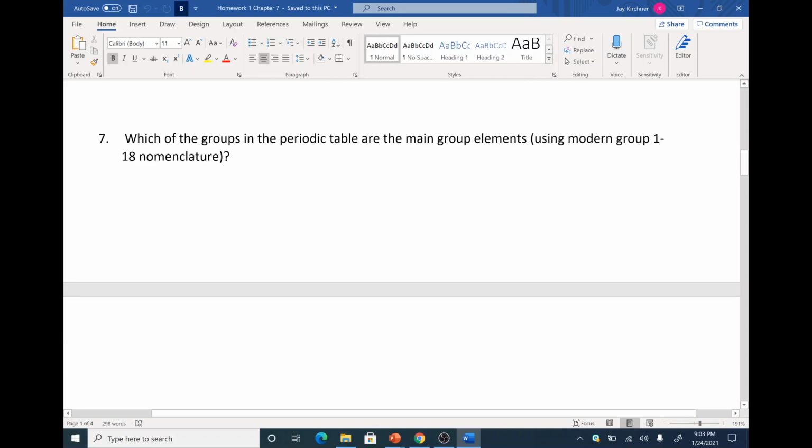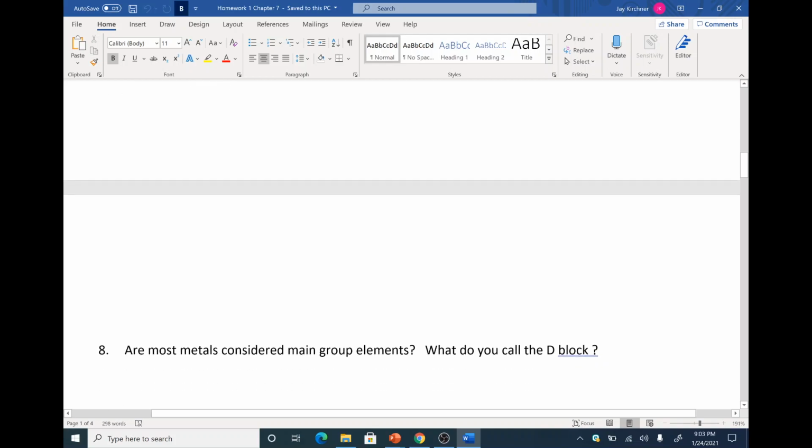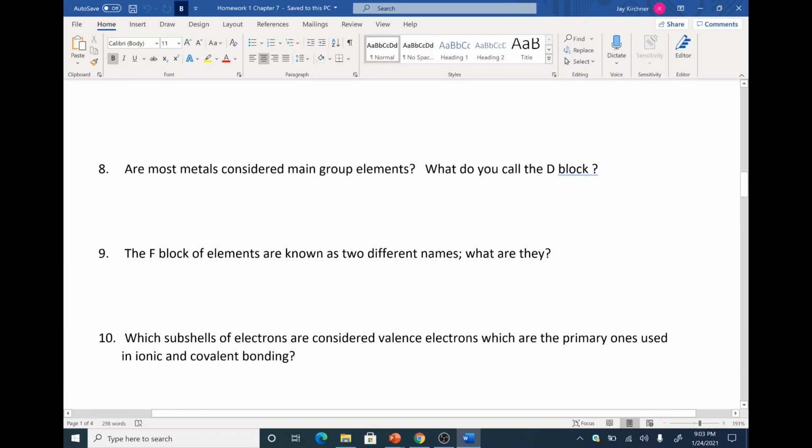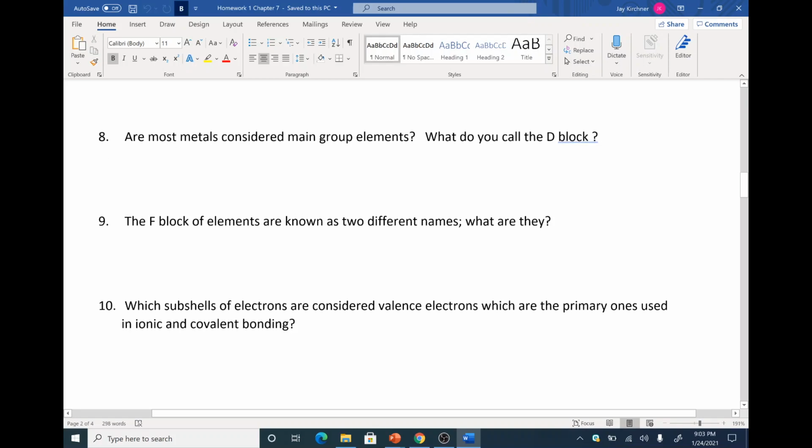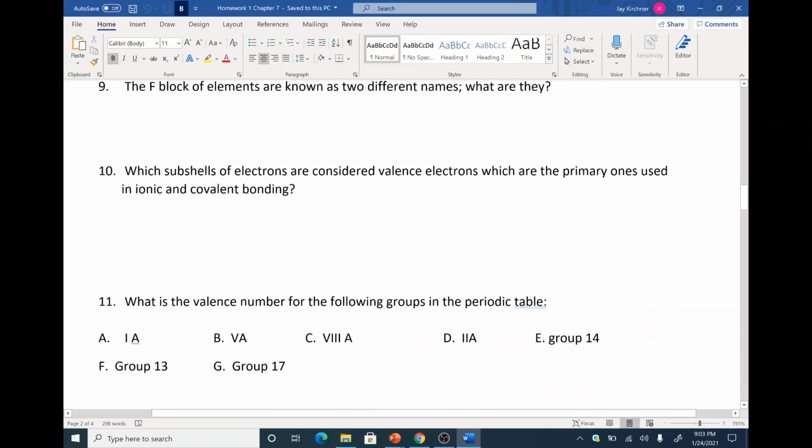Okay, which groups are the main groups? It's 1 to 2 and 13 through 18. You can see that though. Are most metals considered main group? Nope, they're actually the outer transition. Well, they're two different names. They're called the inner transition, but they're also called, I forgot to say this, the lanthanide and actinide series. Which ones are considered valence?